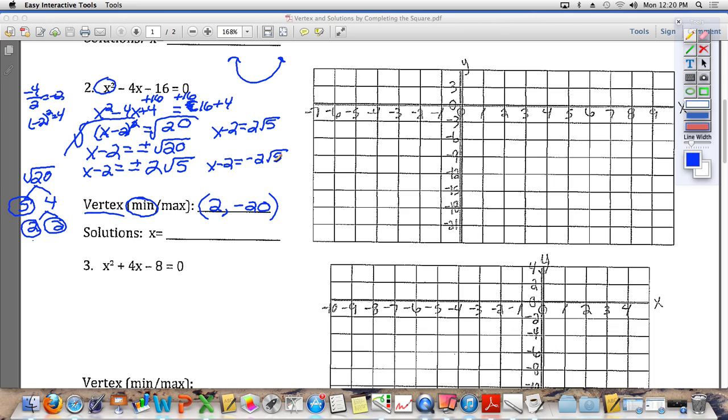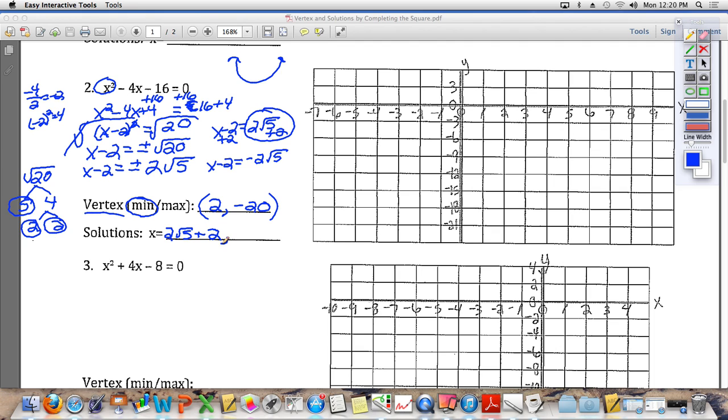Well, it says x minus 2. How do I get rid of minus 2? You add it. So I add 2 to the left, and I add 2 over here to the right. So this is one of my answers: 2 square root of 5, finish your radical sign, plus 2.